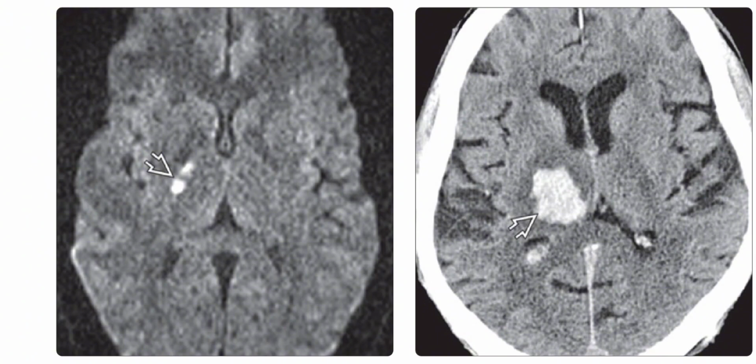Axial CT shows a classic thalamic hypertensive hemorrhage, the second most common cause of stroke.